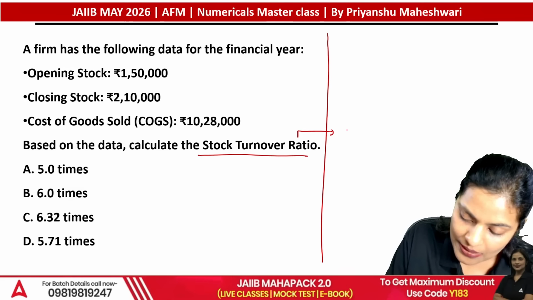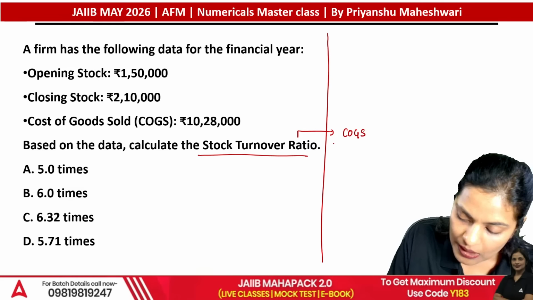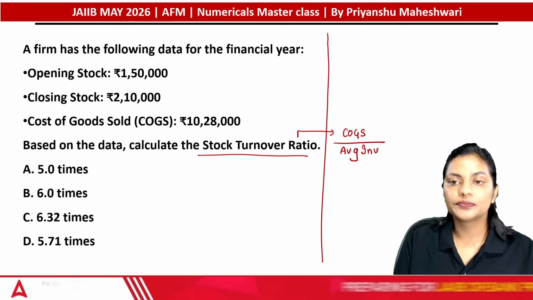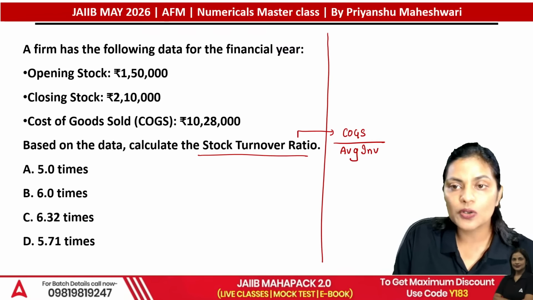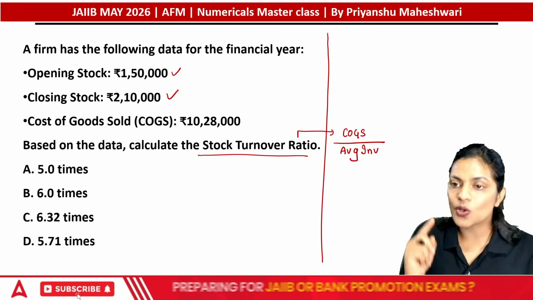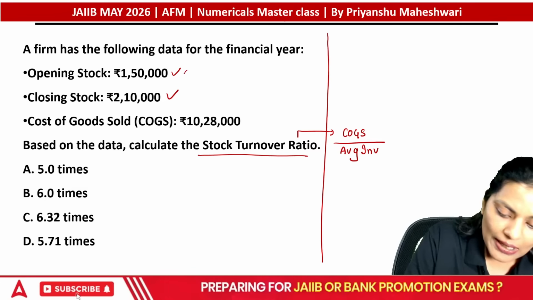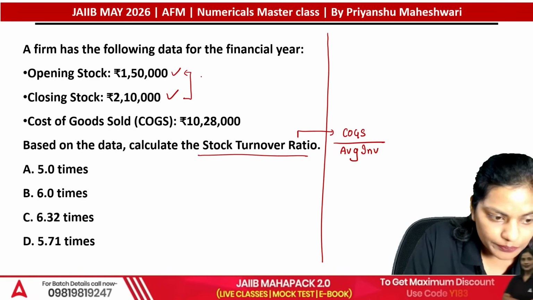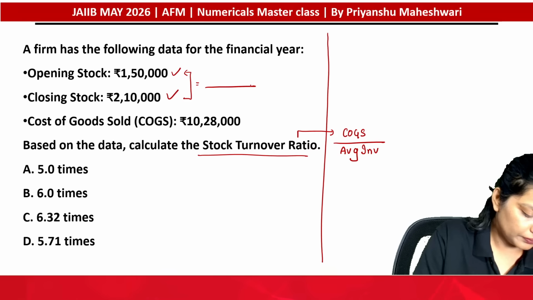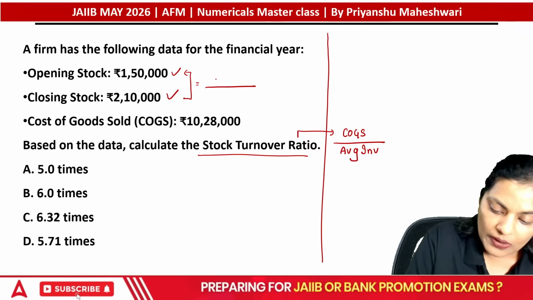The formula is cost of goods sold upon average inventory. Correct? Cost of goods sold upon average inventory. Now see, here you have two values, opening stock, closing stock. Here we'll do the average part, add them. $1,80,000 is coming, the average value.